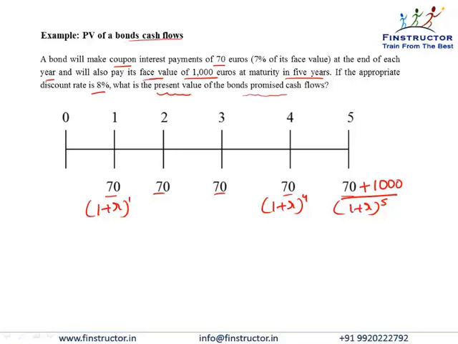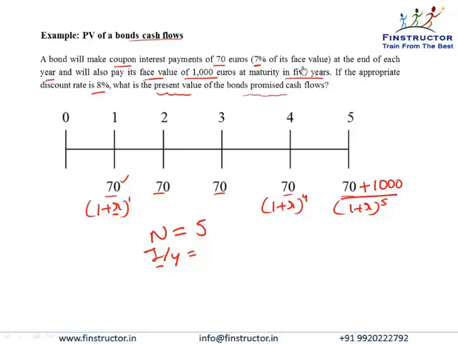Let's use the TVM sheet again and solve this question. So what is the number of periods? 5. The interest rate every period. Please note that this interest rate per period, or this discount rate, may be different from the coupon rate, which is 7%.